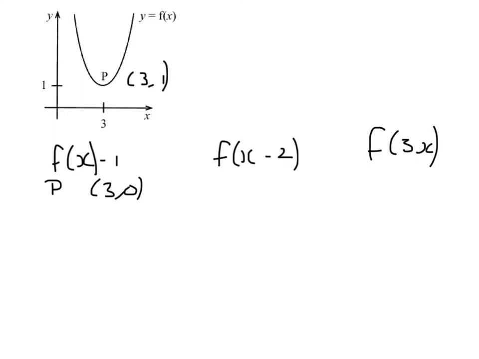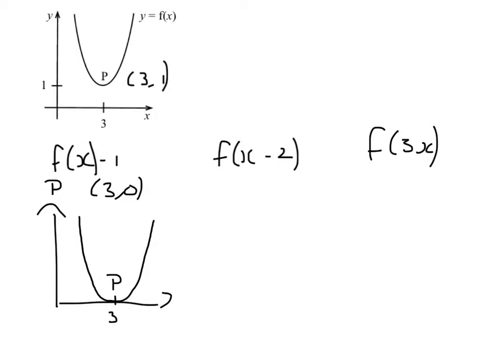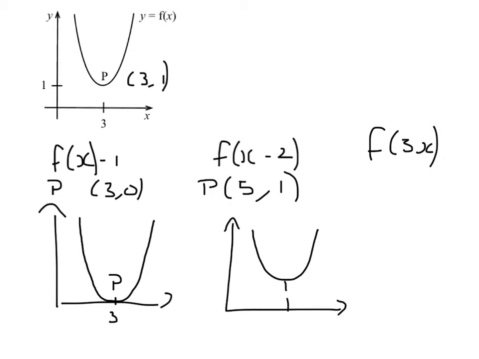So if I put that onto a set of axes, that's my point P. This second transformation is happening to the x coordinates, and we always do the reverse. So we're going to add 2 to the x coordinates, which means that P is going to go to 5, 1. Nothing has happened to the y coordinates. So 5 and 1, and always make sure it's really clear for the examiner where your transformed point is.